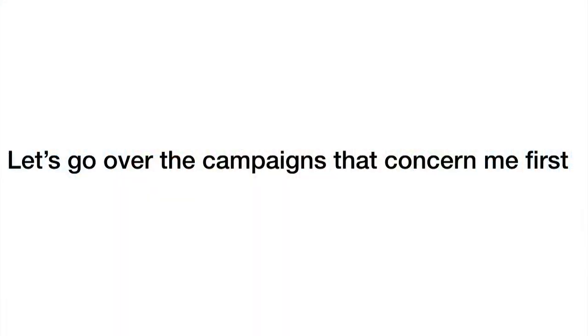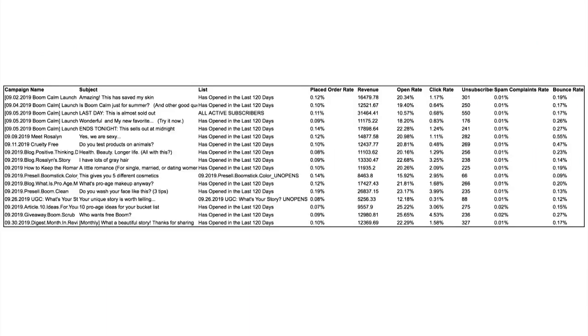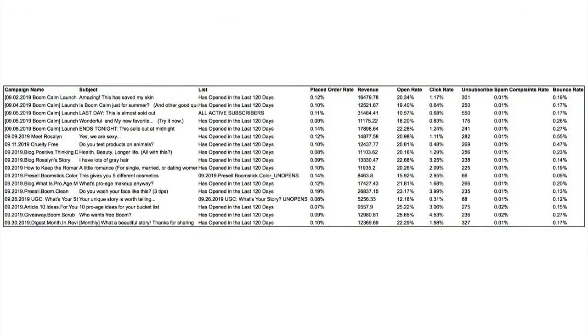Now I want to take a deeper look into each individual one. So let's go over the campaigns that concerned me a little bit first when I looked at them. This is a report that I download from Klaviyo monthly, which has the campaign names, the subject line, the lists that they were sent to, and then all of their metrics: open rates, click-through rates, the spam rate, etc. When I look at this, the first thing I see is that 10.5 open rate, which is a little bit concerning to me. And when we look at the whole thing, we see that it is our last day sale email.